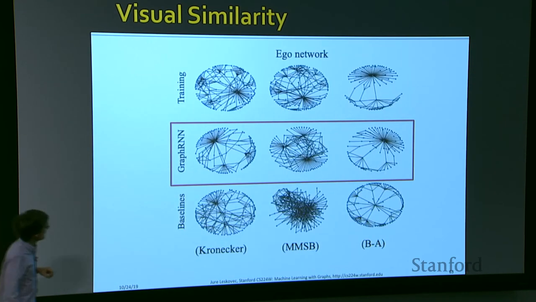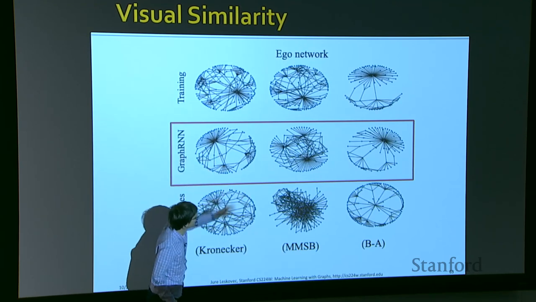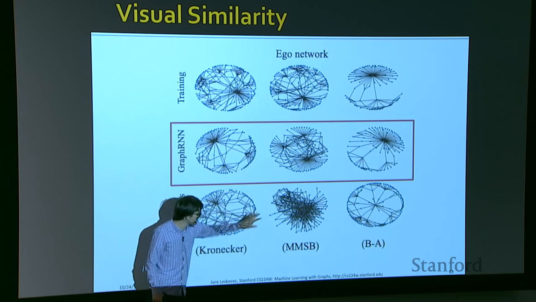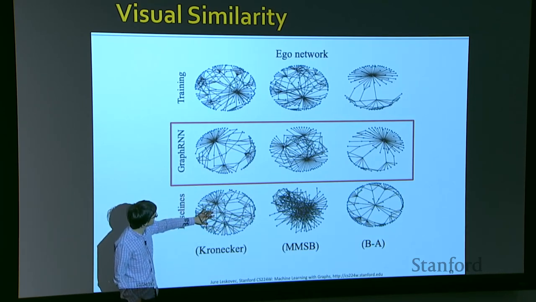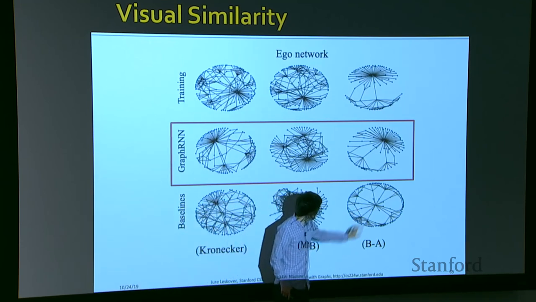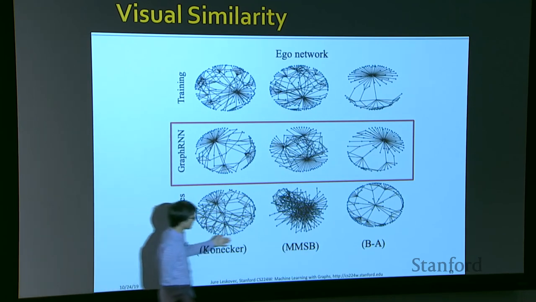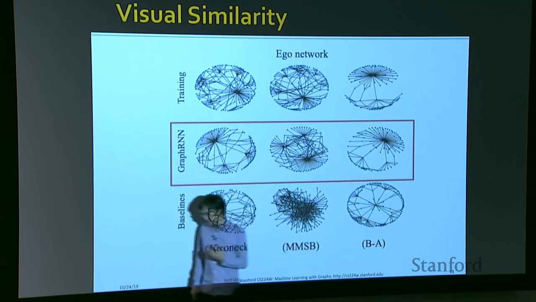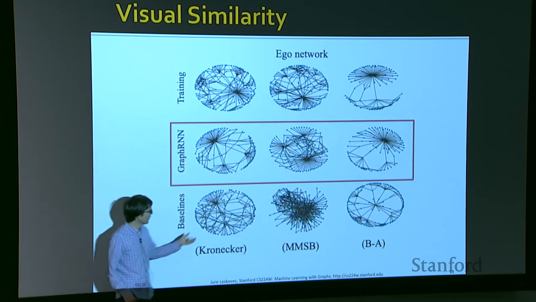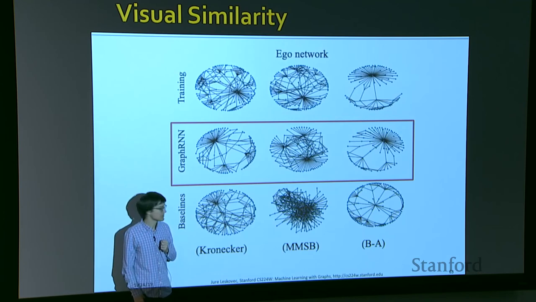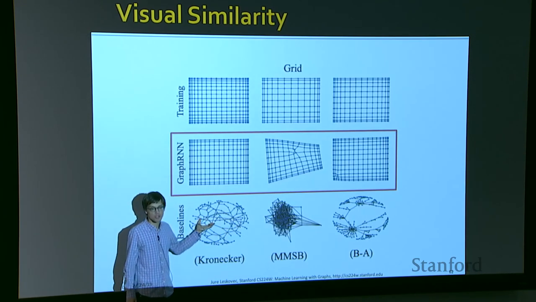These are what are called ego networks. Again, pictures on the top are what comes out of the model, and these are the other three models. Just visually, this seems okay. This maybe seems a bit better. This is totally off, right? The point is that all these models contain certain kinds of inductive bias, certain kinds of priors that make them useful for generating very specific networks. They are not meant to generate grids, so they cannot generate grids.